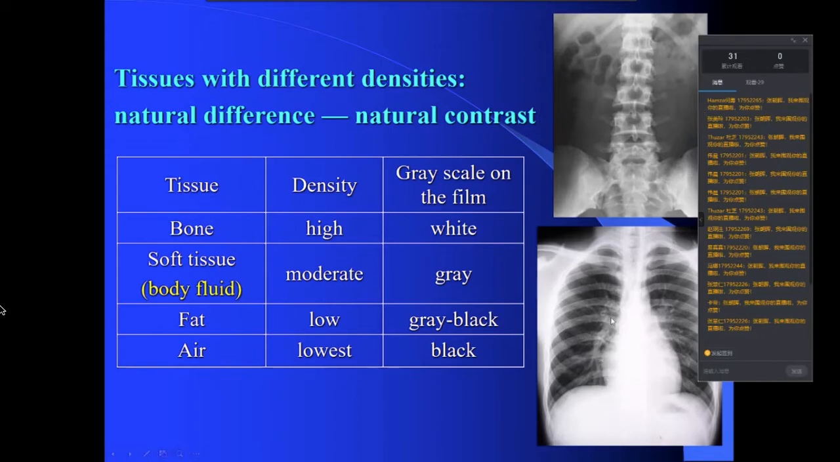And this is the chest film. You can see the bilateral lungs, bones, ribs, clavicle, scapula, and the heart, which is an organ of soft tissue. And this heart, an organ of soft tissue, also looks white. Why? It does not look gray, but it looks white. It's mainly because of the thickness of the tissue.